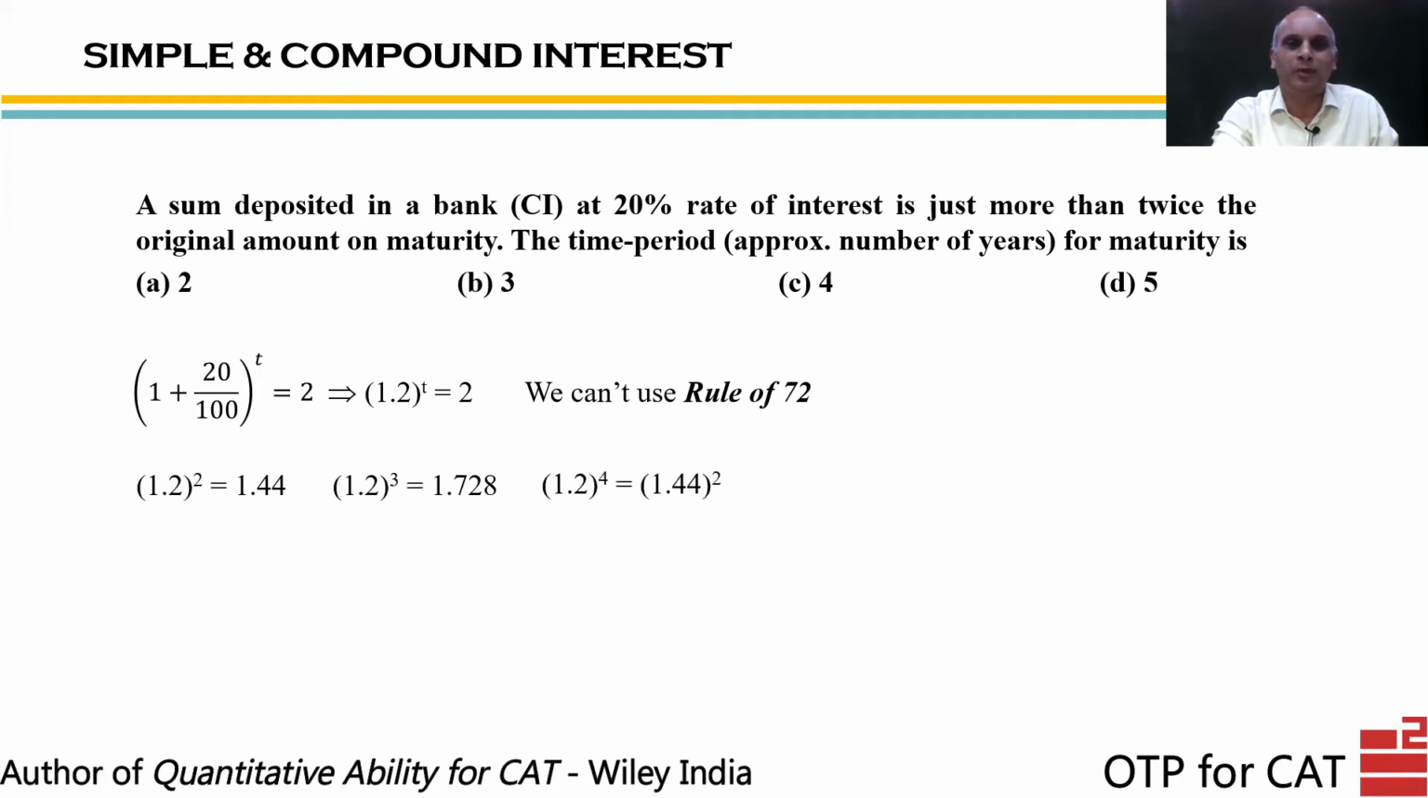If we do power 4, we see it is 1.44 square, which is slightly more than 1.4 square. We all know 1.4 square is 1.96. So we can imagine that 1.44 square will be more than 1.96, which can approximately come to around 2 or maybe a little more than 2. If you find the exact value of 1.44 square, it will be slightly more than 2. So our correct answer is option C.